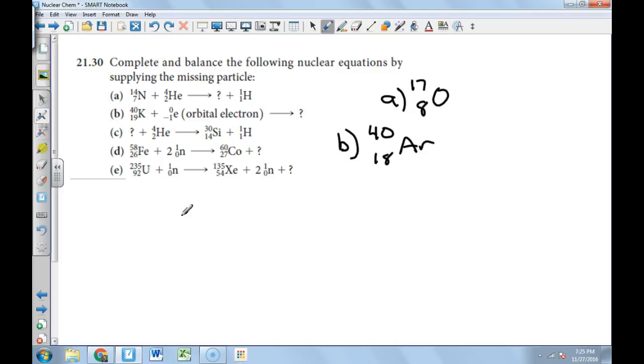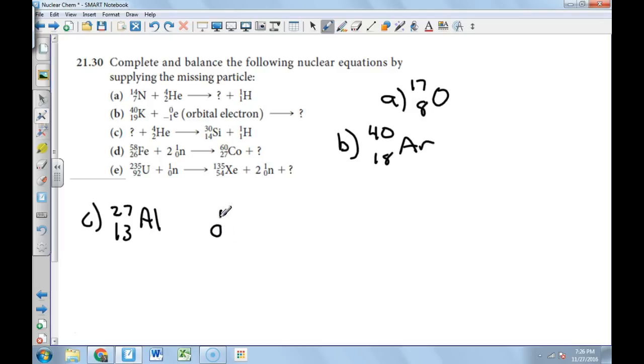Now in part C, the missing particle is at the beginning, but it doesn't change our thought process. Remember, the mass numbers have to equal, and so do the atomic numbers. So the mass number here is 31, and this is 4. So this has to be a 27. And this is 15, but this is 2, so that's 13. So element number 13 is aluminum.